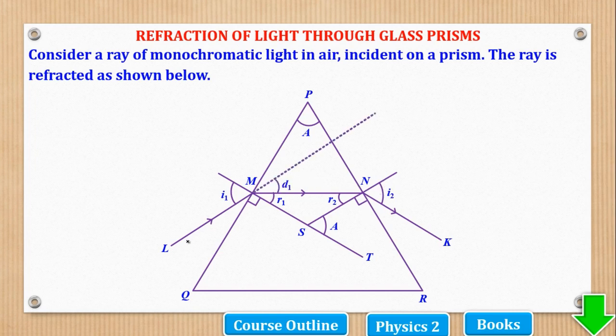Initially, in the absence of this prism, this ray would have continued in this direction as shown, but because of the prism, it is refracted. Therefore, this d1 is what we call the angle of deviation of this ray, and d2 is the angle of deviation of this ray. Then this D is what we call the total deviation. It is found by adding these two.